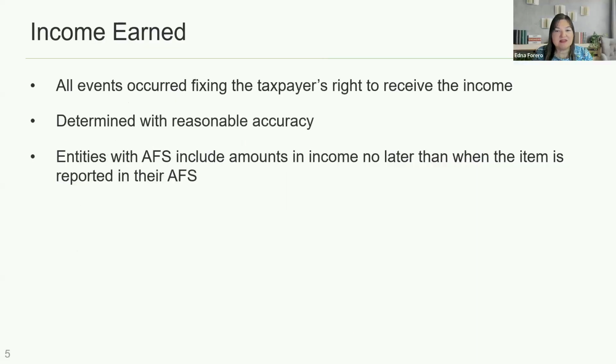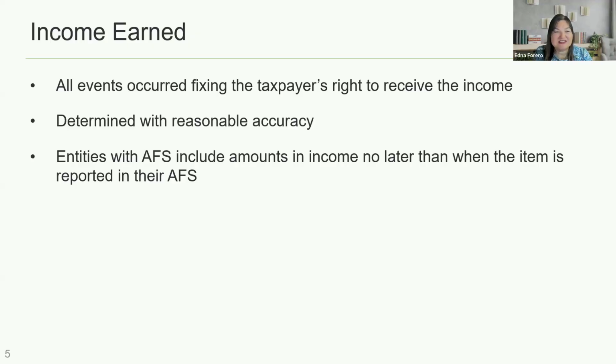So let's talk a little bit about the income. We've got to determine when that income is considered earned and received. In this particular case, we're going to look at what's called the all events test and income exclusion. We're going to look at all the events that have occurred, fixing the taxpayer's right to receive the income. So when did they receive it? Are we able to determine with reasonable accuracy when they've gotten that income? And we want to look at entities with AFSs, which is applicable financial statements.